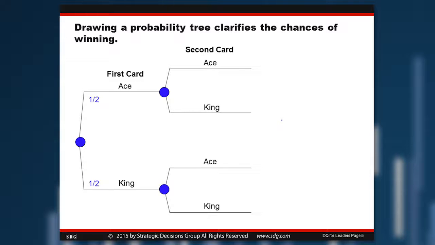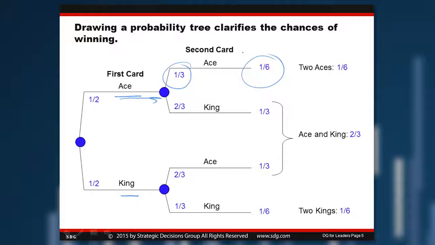So the first card that we draw can either be an ace or a king, and it's equally likely. But once we draw an ace, and we're on this path up here, then we only have 3 cards left. And in those 3 cards, there's only 1 ace. So the second card we draw, if the first one is an ace, has only 1 chance in 3 of getting us an ace. So the actual chance of getting 2 aces is 1 in 6. If we apply the same reasoning, we get an ace and a king having 2 chances out of 3, and 2 aces, 1 in 6, and 2 kings, 1 in 6.